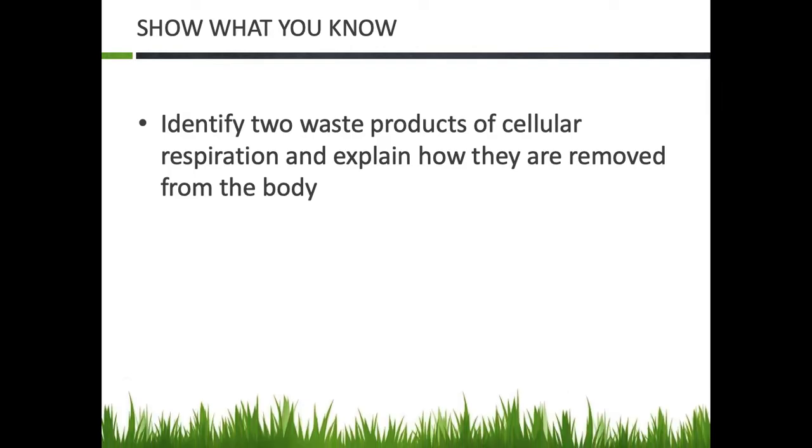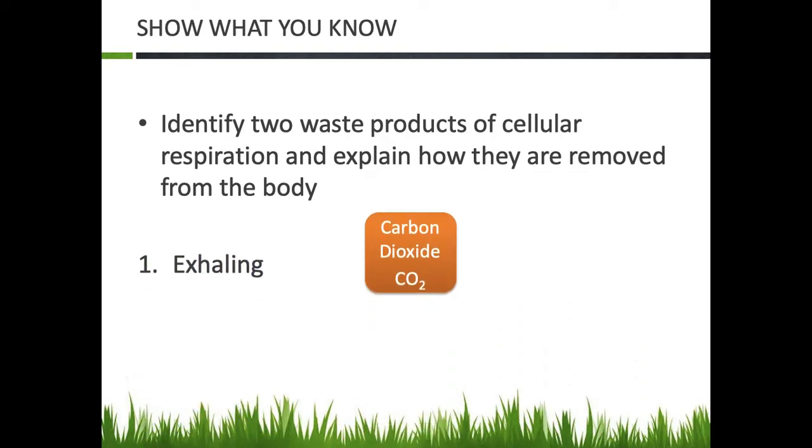Okay, let's move on to the second page of our notes. Show what you know. What are two waste products of cellular respiration? If you need to, peek back at the equation that we just copied down. What are the two waste products? They were carbon dioxide, which we remove from our body by exhaling, and extra water. Any extra water that our body doesn't use, we urinate it out. Pause the video to copy these down.